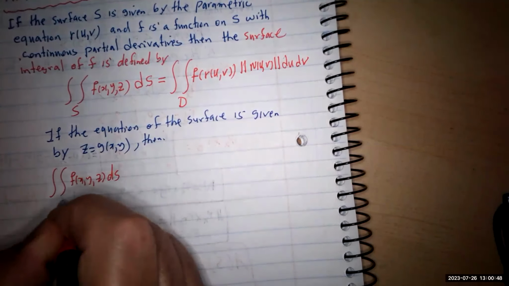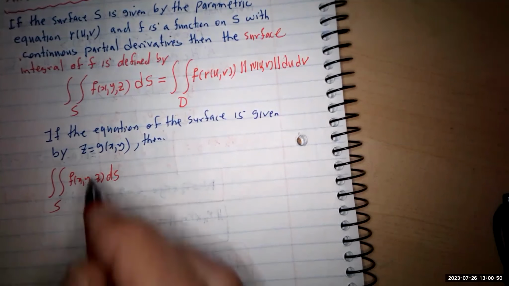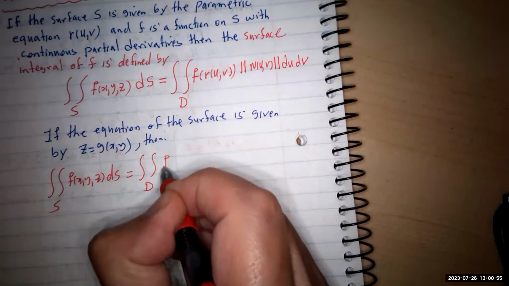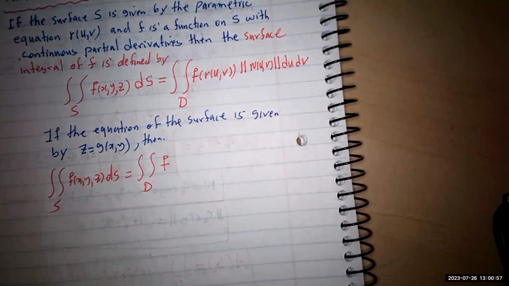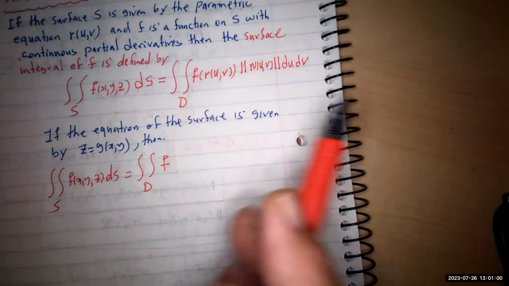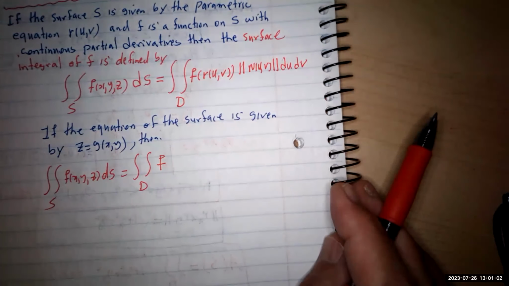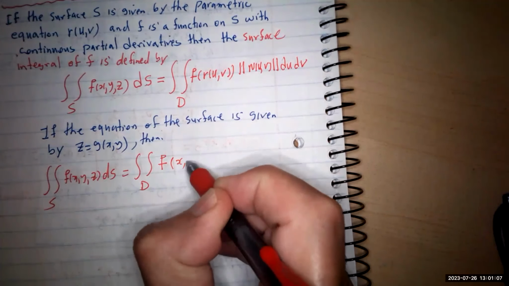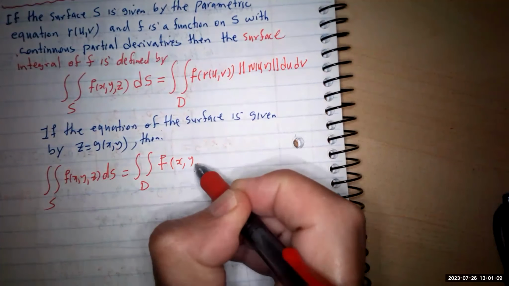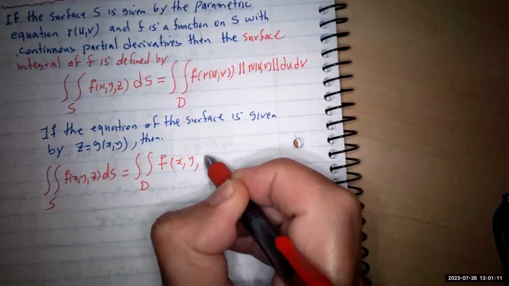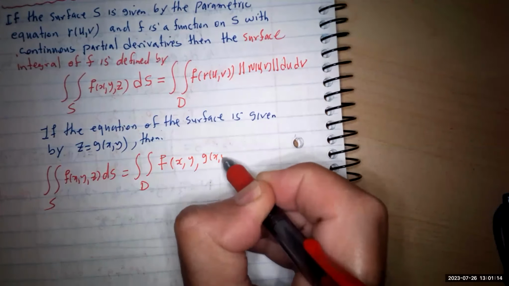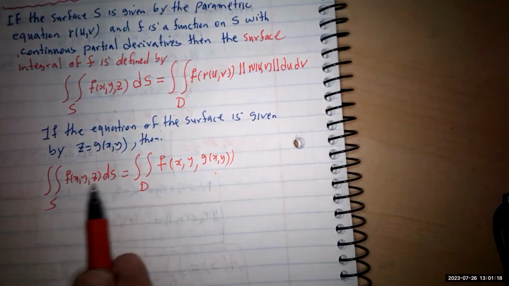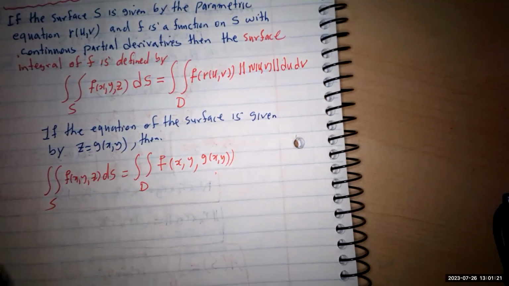that is going to be the case, surface integral. So you get the same thing, double integral over D of f. In this case, you had u, v and r of u, v, but now you have x, y. So you are going to fix the x, fix the y. Then instead of the z, you are going to use the function g of x, y, because that's your z. X, Y, Z. Z is g of x, y.